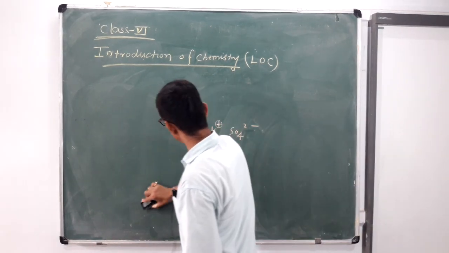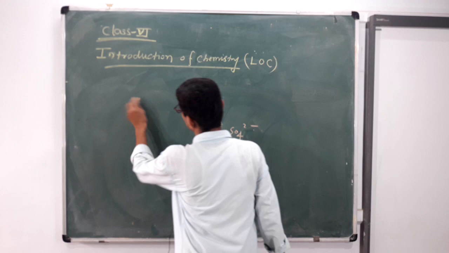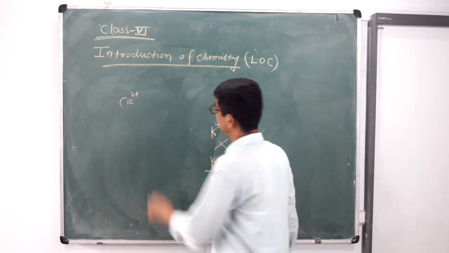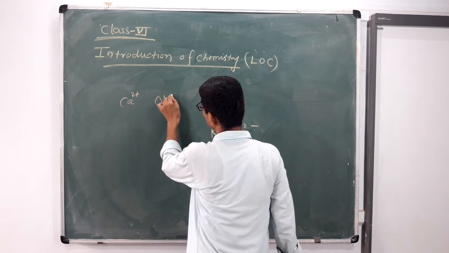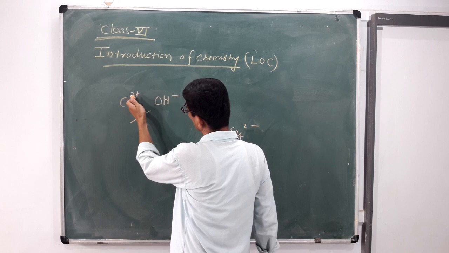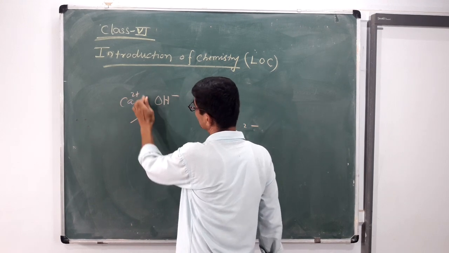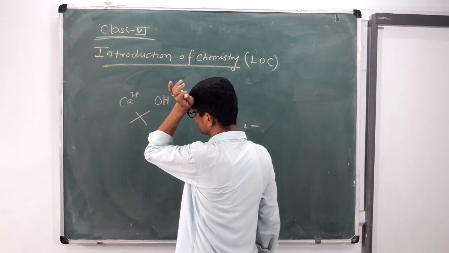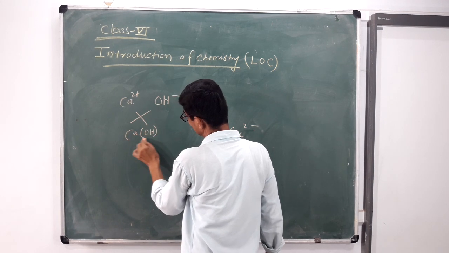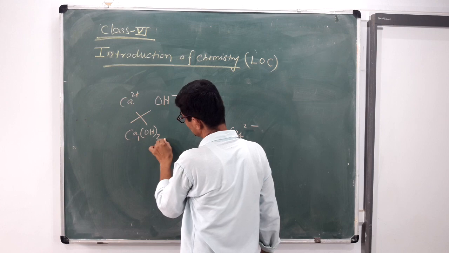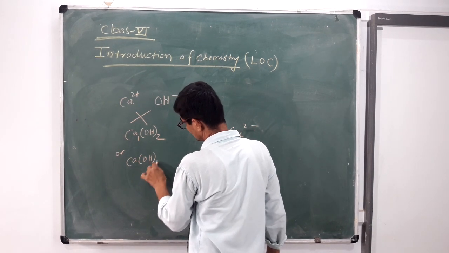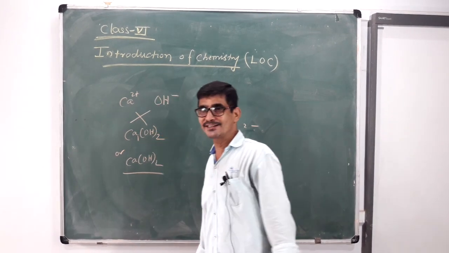Now one more example. Ca2+ is called calcium ion, and OH- is called hydroxide ion. So charges are opposite but unequal in number. Here two positive charges and one negative charge. So in that case, exchange to each other: Ca1 OH2. So you can write all together Ca(OH)2. This is the formula of calcium hydroxide.